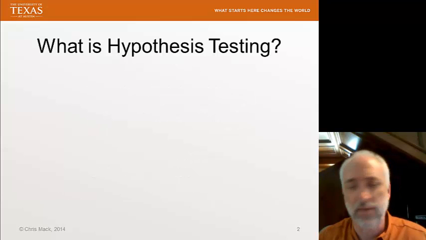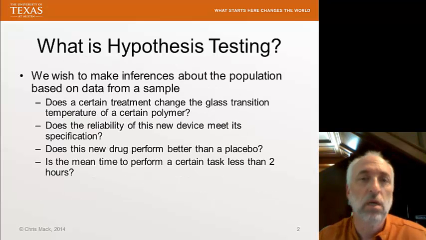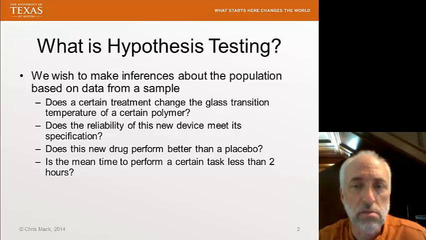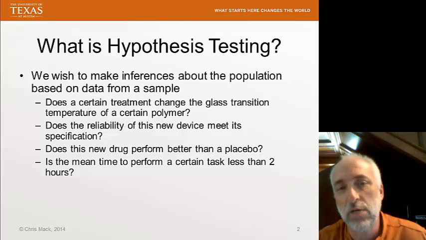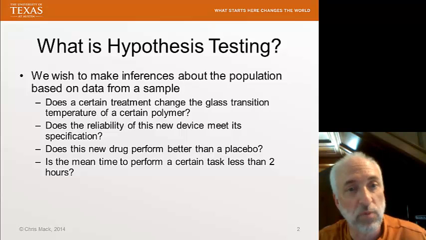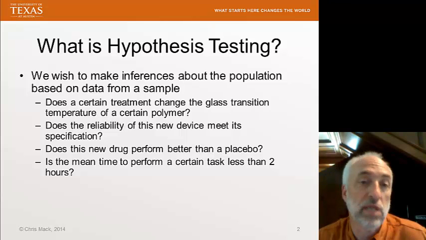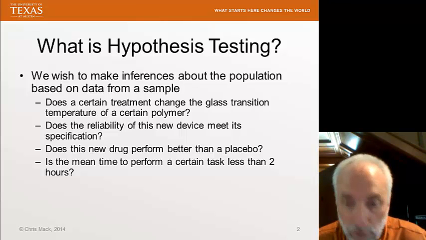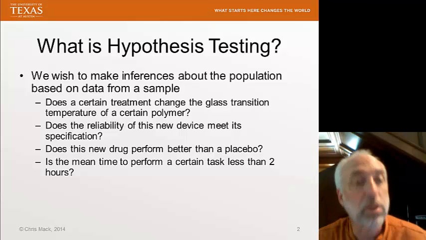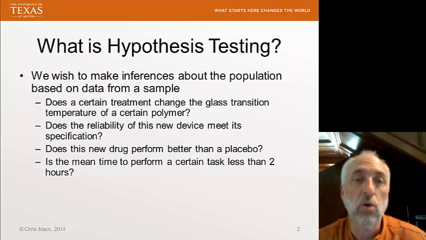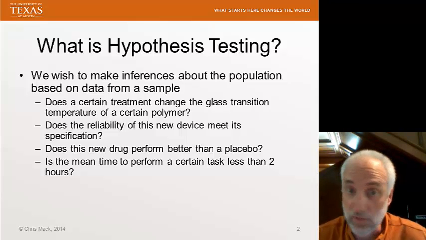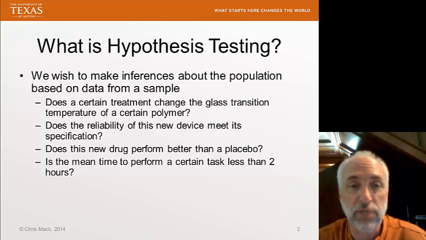So what is hypothesis testing? Well, as always in inferential statistics, our goal is to make inferences about the population based on data from a sample. So we take a sample and we ask, is what we learned from the sample applicable to the population as a whole? Does a certain treatment, for example, change the glass transition temperature of a certain polymer?